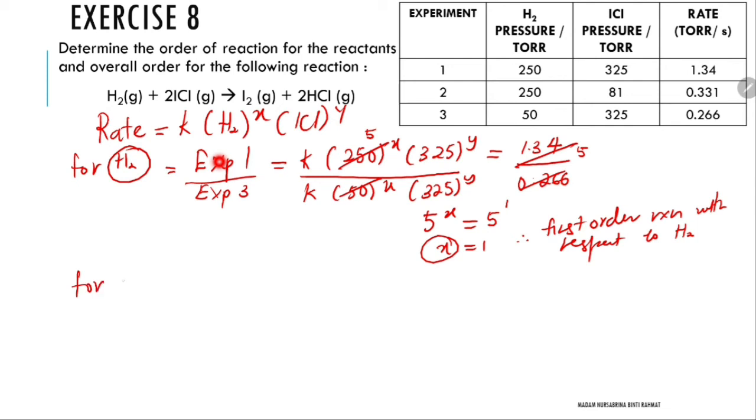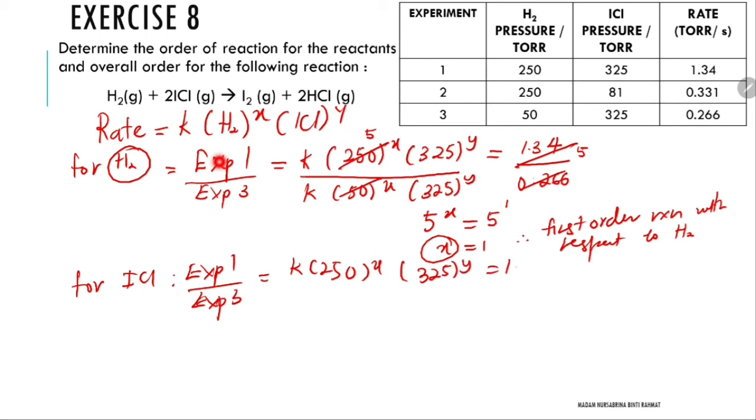Let's discover the order for ICl. We're going to compare experiment 2 and experiment 1, because in these two experiments I have a constant partial pressure of hydrogen, and the partial pressure of ICl is greater in experiment 1, therefore experiment 1 will be on top. So K, 250 to the power of X, 325 to the power of Y, equals 1.34, over K, 250 to the power of X, 81 to the power of Y, over 0.331.